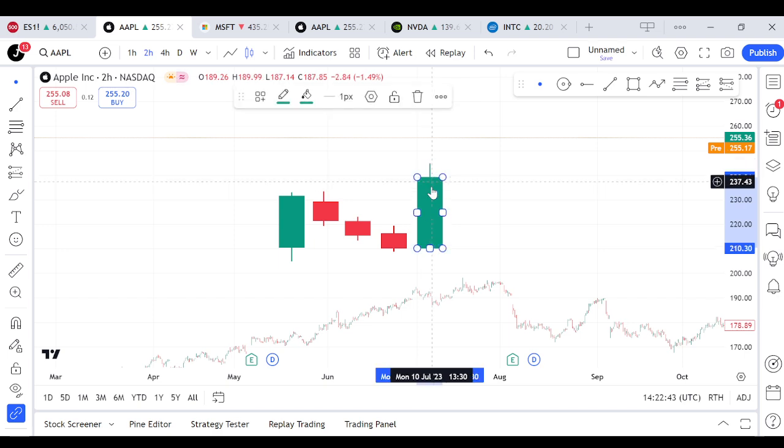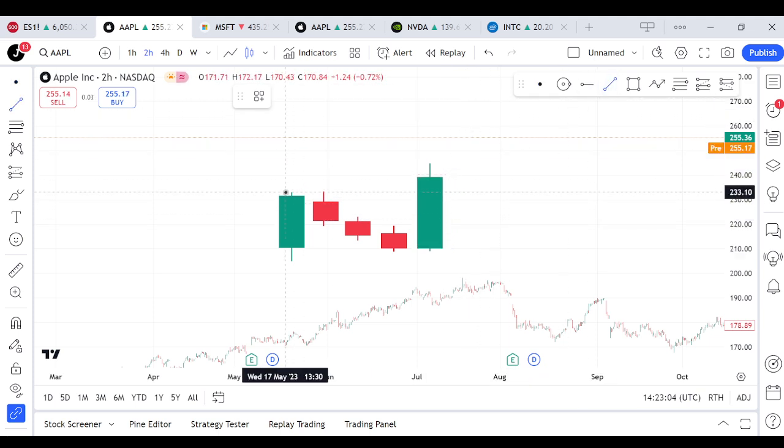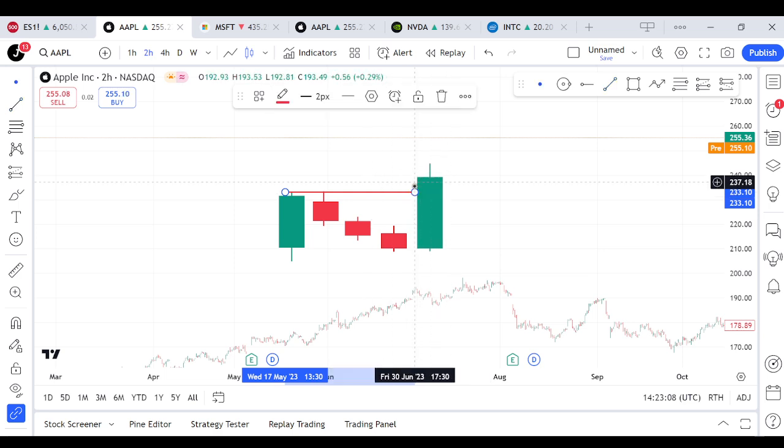I'm going to explain the rising three methods, and this pattern consists of 5 candles. It starts with a long bullish candle, followed by 3 small bearish candles that remain within the range of the first candle. The pattern ends with another long bullish candle that closes above the high of the first candle. So the fifth candle should close above the high of the first candle.